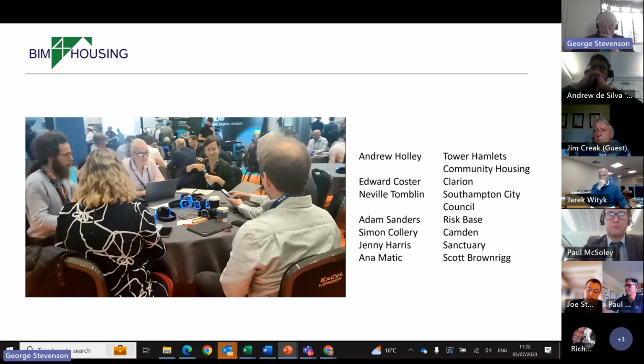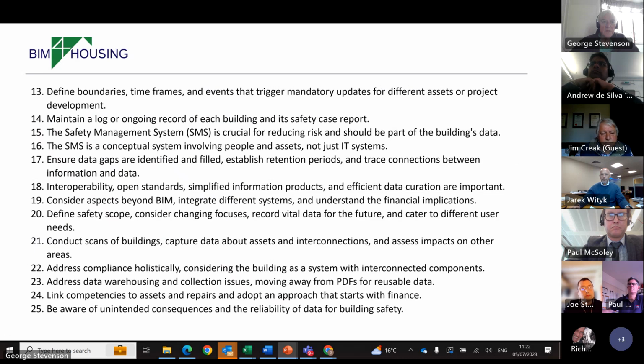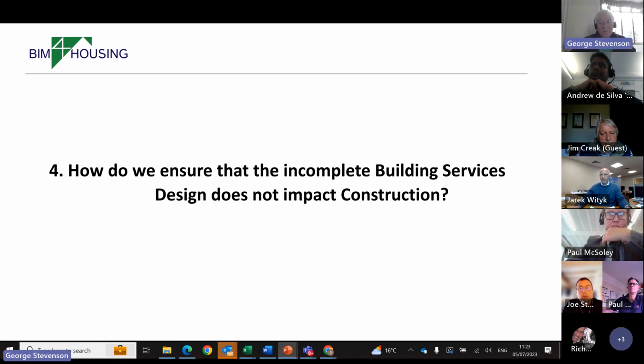So this group here, led by Andrew Holly, was working on this, and we're working with this company now, Riskbase, who provide risk management software to be managing that through. So these were the findings that came from there as well. So I think we're getting some really rich data.